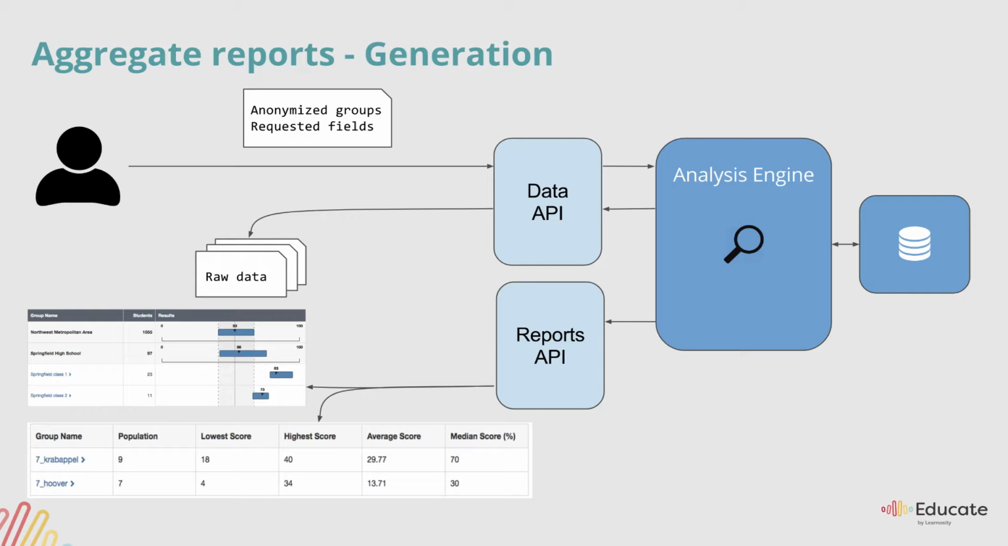A quick look on how this is put together. You will create and define the groupings that you need. Don't forget it's all anonymous. You'll send that to the data API and say, Learnosity, I want you to go and create these aggregate reports based on my groupings. We send that through our analysis engine, it hits the database, comes back, and at the end of the day comes through the reports API as visualizations.